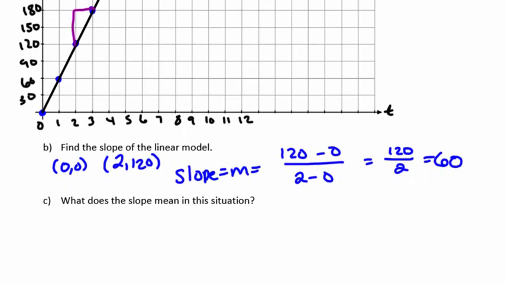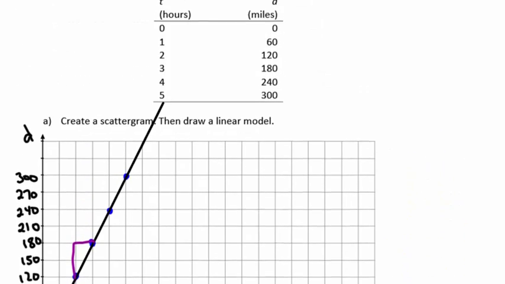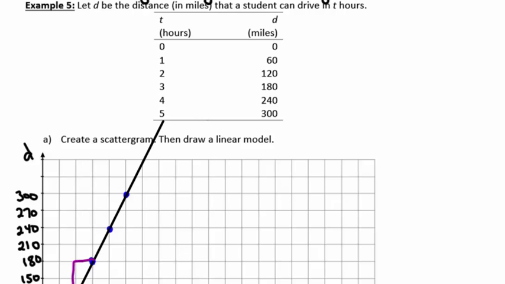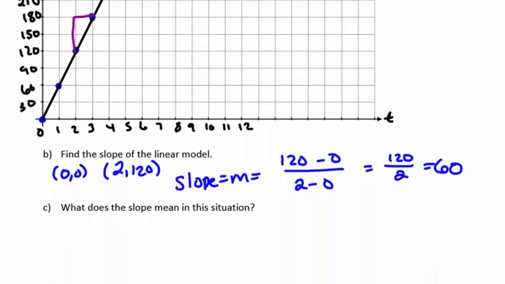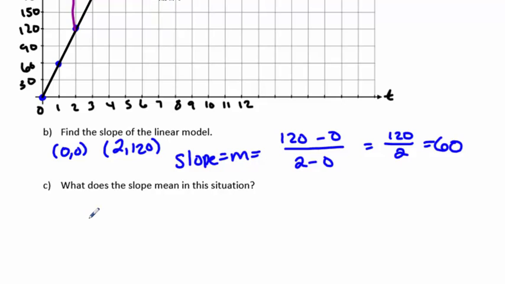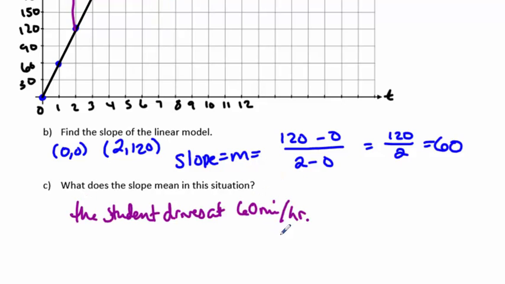What does the slope mean in this situation? The units on D were in miles, the units on T are in hours. So it means that the student is driving at 60 miles per hour. Putting the units back onto that slope makes it a rate of change.